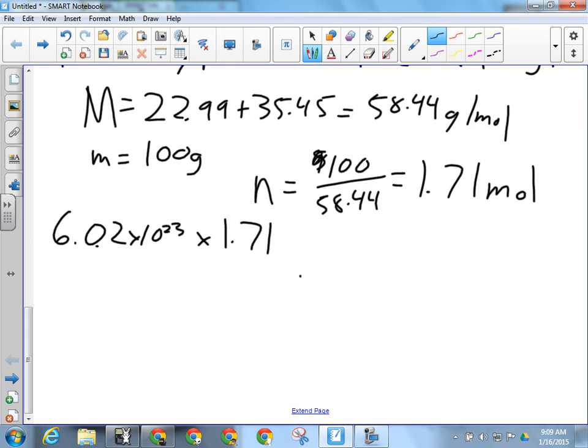No, you'll be dividing by Avogadro's number. Like if I said you had 48 eggs, how many dozen do you have? You go 48 over 12, right? So this is always the number you'll divide by because it's the number in 1 mole.